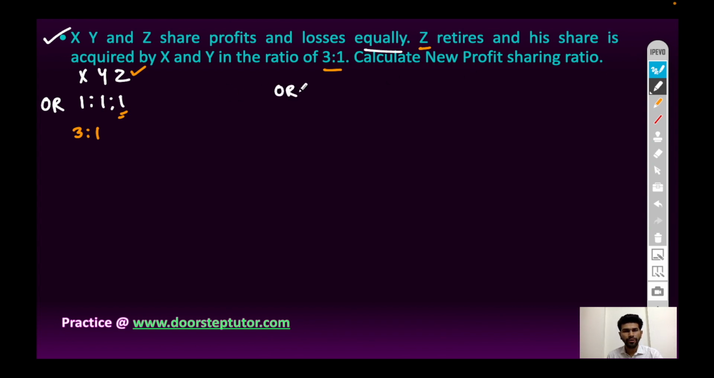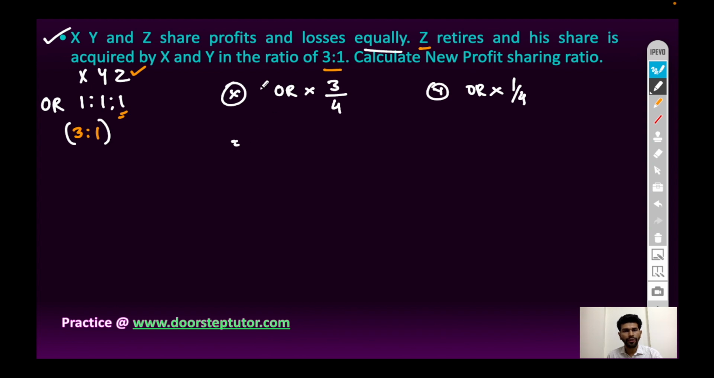So, first we have to multiply the old ratio with this share. So, for Mr. X, old ratio multiplied by 3/4. 3 is to 1 means for Mr. X, this is 3/4 share, and for Mr. Y, old ratio into 1/4 share.